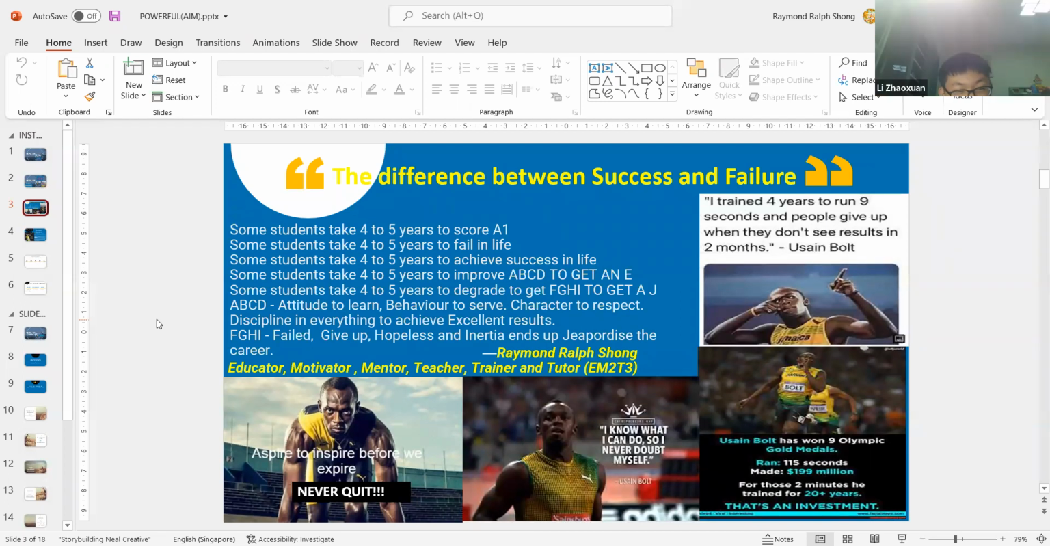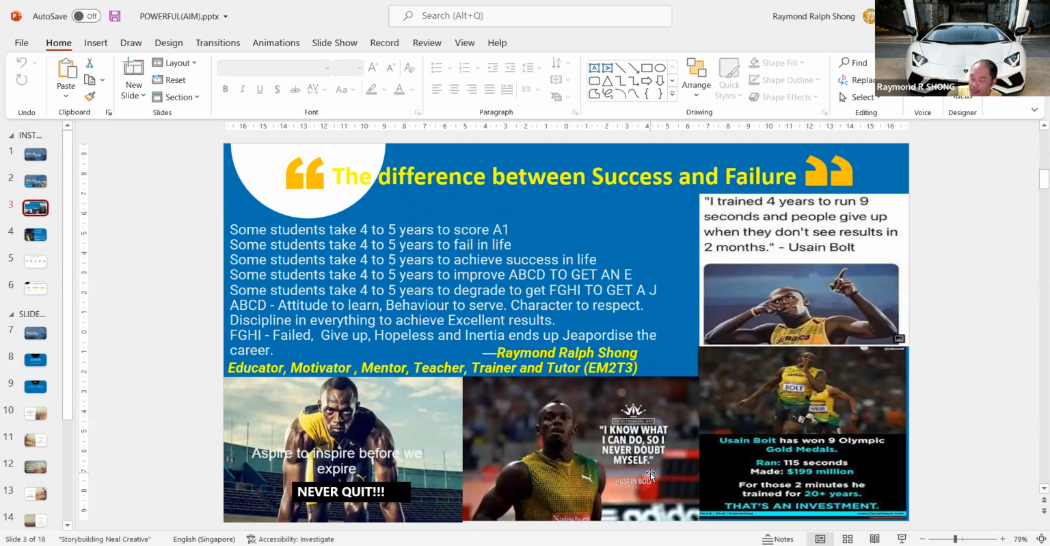A, B, C, D: attitude to learn, behavior to serve, character to respect, discipline in everything to achieve excellent results. F, G, H, I: fail, give up, hopeless, and inertia ends up jeopardizing the career. Yes, jeopardize the career. Aspire to inspire before we expire. I know what I can do, so I never doubt myself. I think all of you must have this attitude, please.